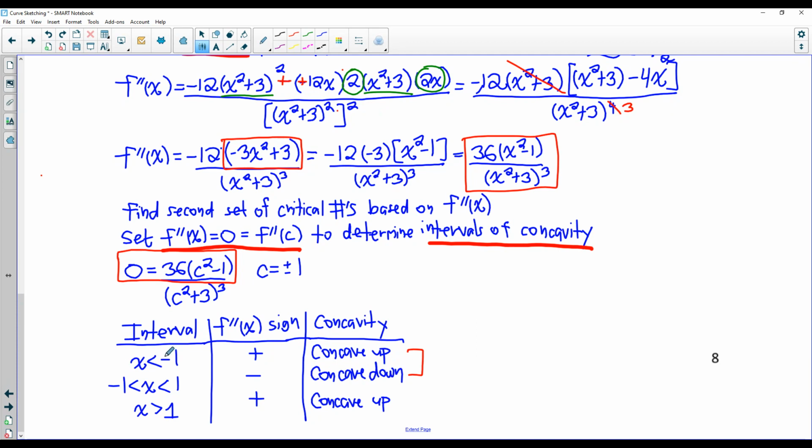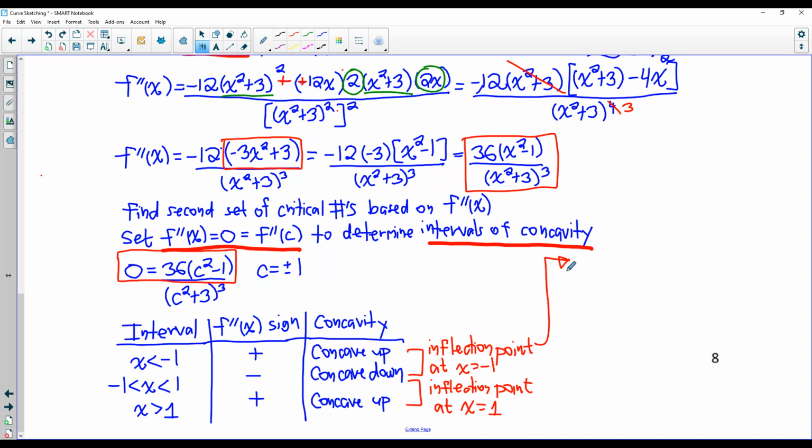Okay, where does that occur at? It occurs at the critical number, x is equal to -1. So you're going to have one inflection point at x is equal to -1. And then here, if you go from this interval to the next one, again, you have a change in concavity. You're going from concave down to concave up. So you'd also have an inflection point at x is equal to +1.